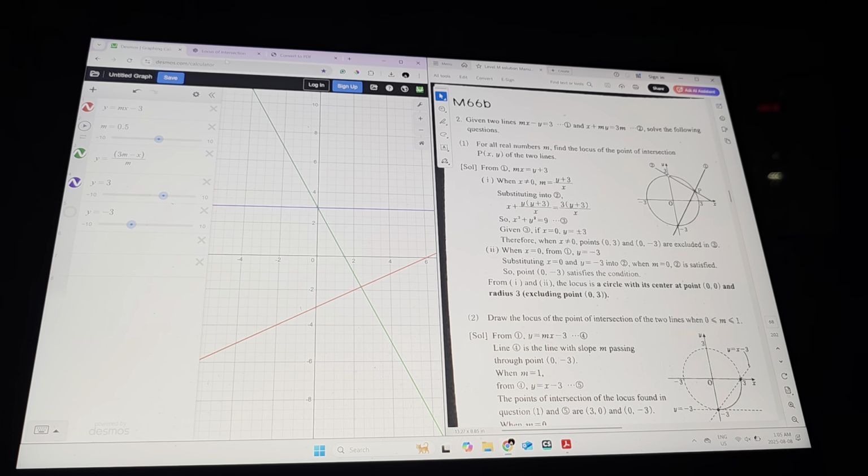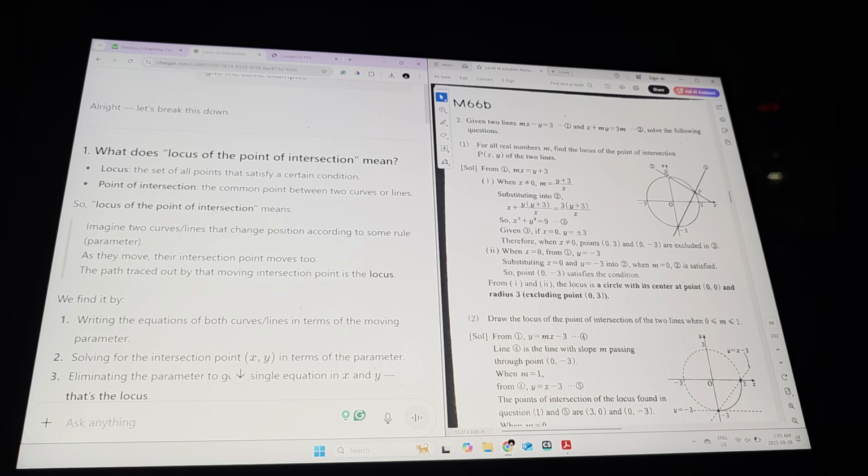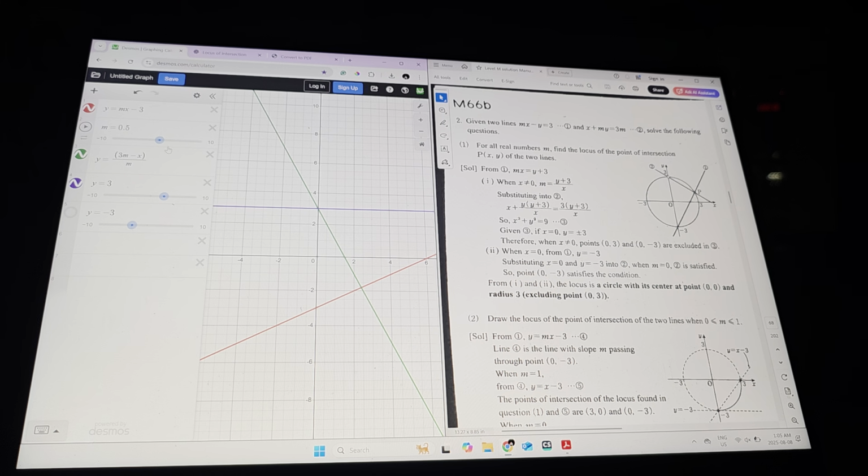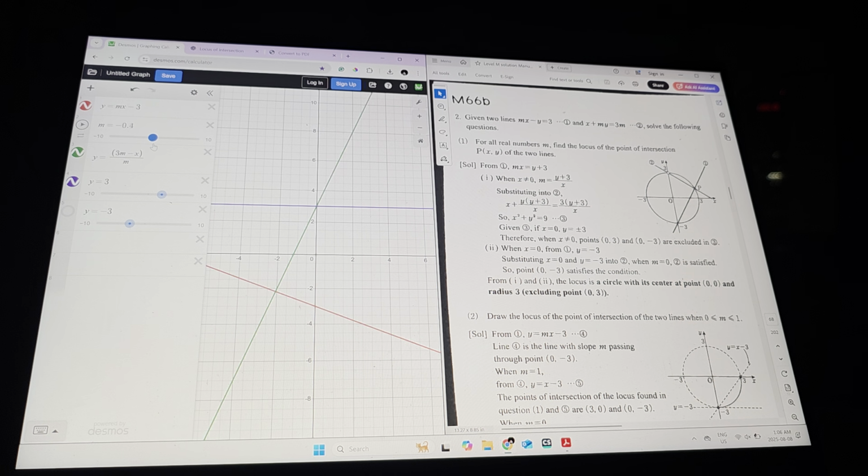Again, going back to our explanation of locus, the two curved lines change position according to some rules, and as they move, their intersection point moves too. So perfect, that intersection point moved as well, all the way, right? Even touches the 0, negative 3, but it just couldn't touch the 0, 3, right?